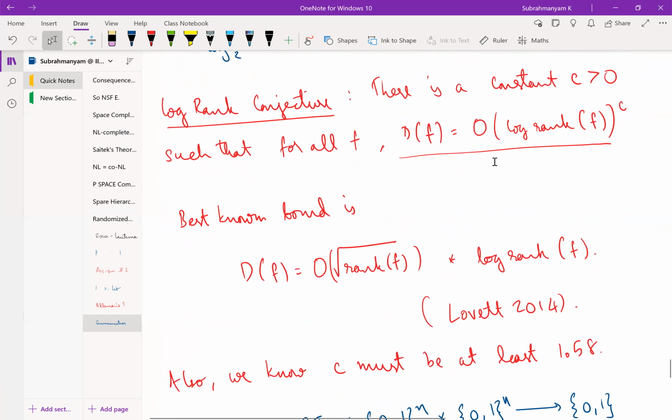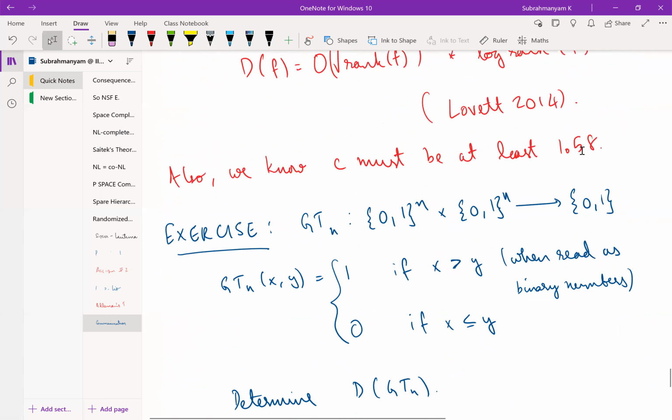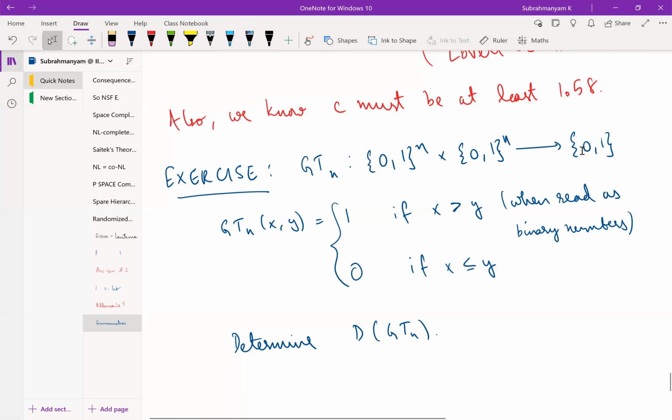Just to clarify, it's still a conjecture and we don't know whether it is true or not. Finally, one more exercise. The greater than function, which I denote by GT_n: GT(x, y) is 1 if x is greater than y and 0 if x is less than or equal to y. The problem is to determine the deterministic communication complexity of this function.